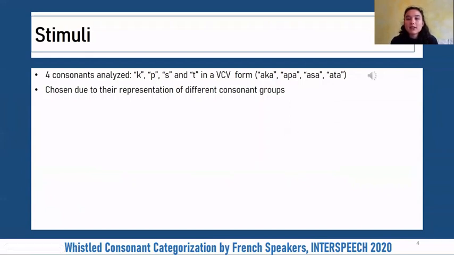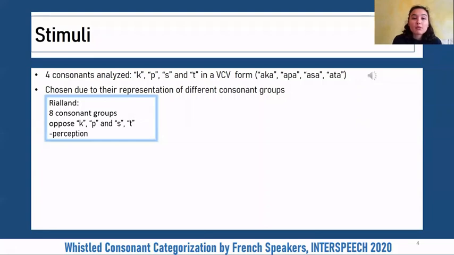So that gives you an idea of how the consonants really are characterized by the change in that initial and final frequency. We also chose these consonants because they are representative of different consonant groups, not only in linguistics, where P is bilabial, T is dental alveolar, K is velar, and S is fricative, but also because in previous whistled speech analyses, K, P, S, and T are often in different consonant groups.